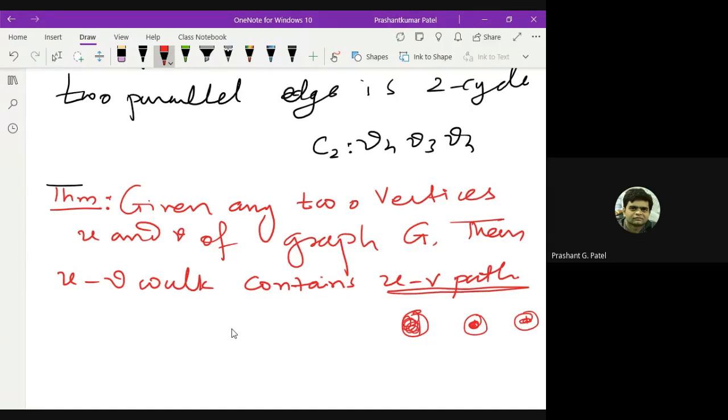What is the statement? It is saying that every walk contains a UV path. Suppose this is the vertex U and here it is a vertex V. If there is a walk in between U and V, and at some points maybe some of the vertices are repeating, so it is visualized that every walk always contains a UV path.